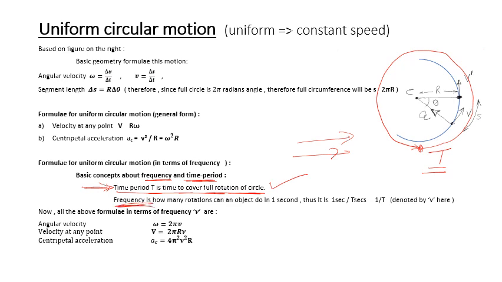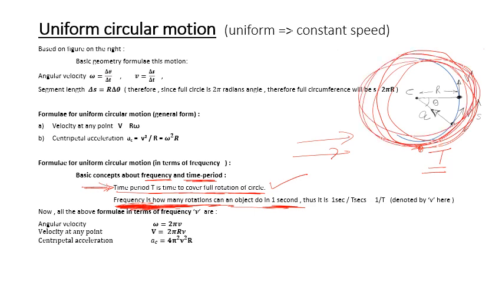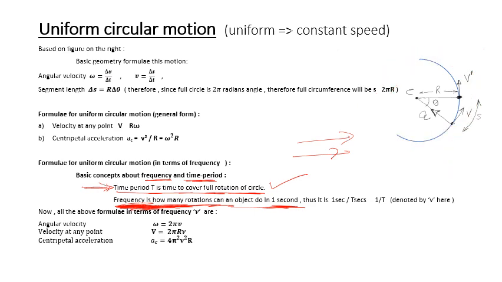Now, frequency is how frequently the object rotates in 1 second. This is the meaning of frequency. How frequently the object can rotate in 1 second. That means in 1 second, how many times the object can go around. This is what is called the frequency.